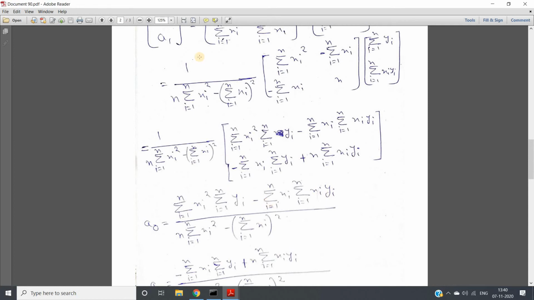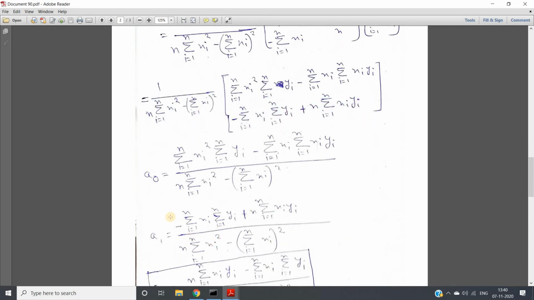Then what is the a1 term? The a1 term will be this second term multiplied by 1 by determinant. Just write that, and we are getting this one: minus of summation over i equal to 1 to n xi multiplied by summation over i equal to 1 to n yi plus n summation over i equal to 1 to n xi yi, by this determinant, right? That is n summation over i equal to 1 to n xi square minus of summation over i equal to 1 to n xi whole square.